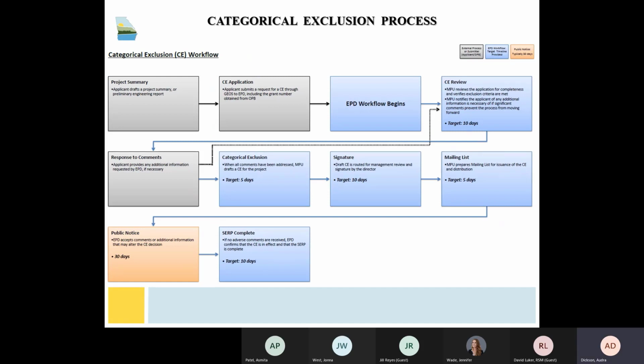The individual steps of the CERT process for a CE are shown on the slide, but there are a couple of main takeaways. Upon receipt of an application, EPD will review and respond to the applicant with any comments prior to issuing a CE, and will notify the applicant if the project cannot be covered under a CE, thus requiring a non-Z. We will send you a letter of denial for the CE.